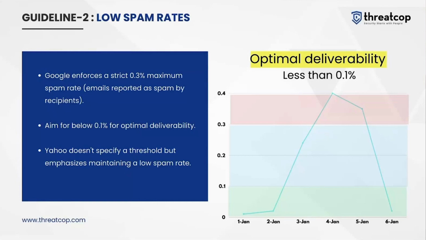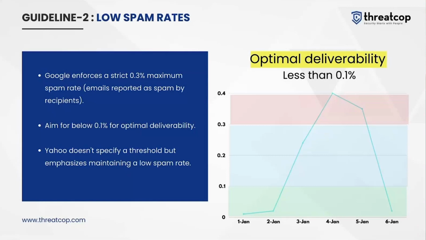So make sure whenever you share any newsletter or any promotional messages, your content, everything should be appropriate, and the user should not mark it as spam, and the user should not report your email. So this is the second guideline, that your spam rate should be less than 0.1%.